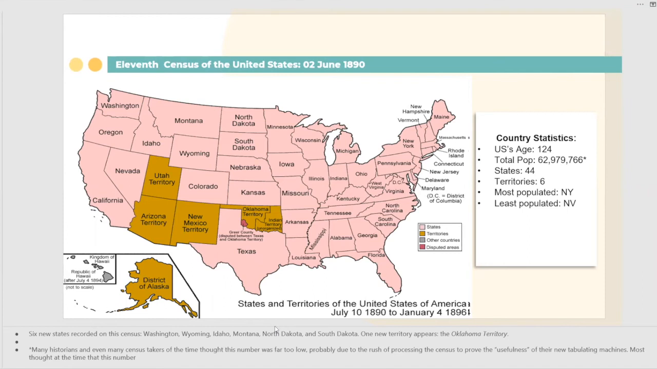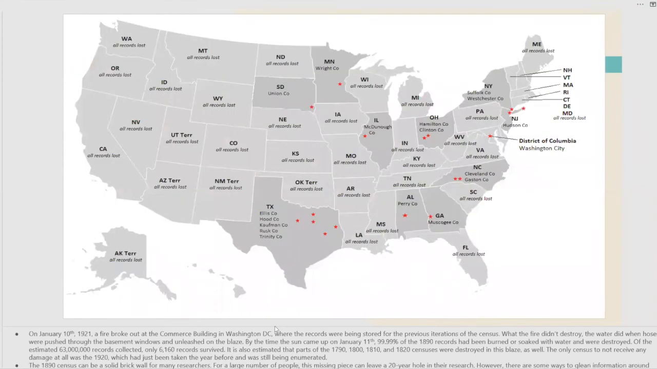So we're missing people. And we're missing people because, as many of you know, if you've done any genealogical research at all, the 1890 census was destroyed. On January 10th of 1921, a fire broke out at the Commerce Building in Washington, D.C., where the records were being stored for the previous iterations of the census. What the fire did not destroy, the water did when hoses were pushed through the basement windows and unleashed on the blaze. By the time the sun came up on January 11th, 99.99% of the 1890 records had been burned or were soaked with water and later destroyed.